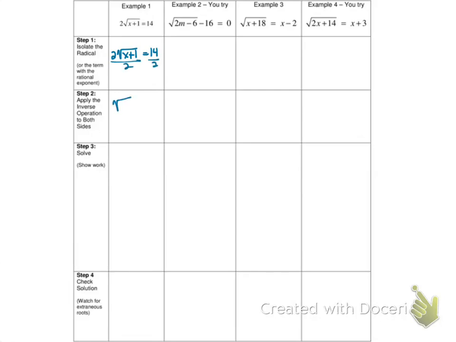So when I do that, I get the square root of x plus 1 equals 7. Because the x plus 1 is all underneath the square root, I have gotten the square root by itself. So now, to undo a square root, I'm going to square it. And whatever I do to one side, I have to do the other side. So because I squared the left, I also have to square the right. So I get x plus 1 equals 49. Then just solve for x. So subtract 1 from both sides, and I have x equals 48.